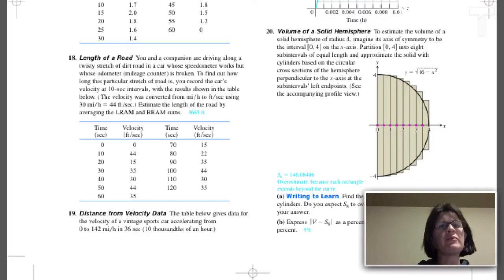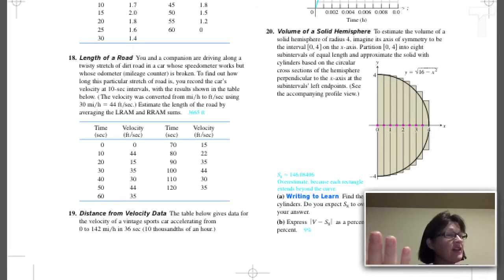So this is an example problem. It's number 18 from your textbook. You're driving down the road and your speedometer works, but your odometer doesn't work. Could you figure out how far you've driven down the road? So it turns out we can estimate this answer.